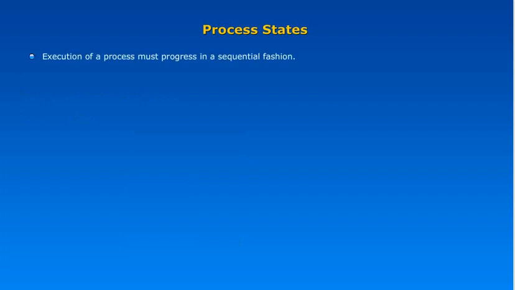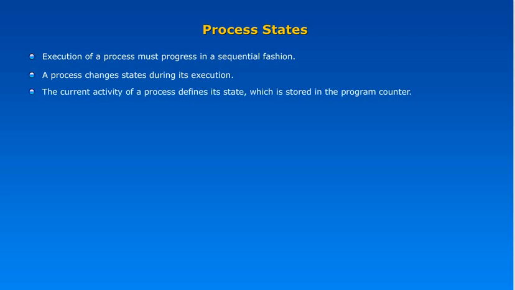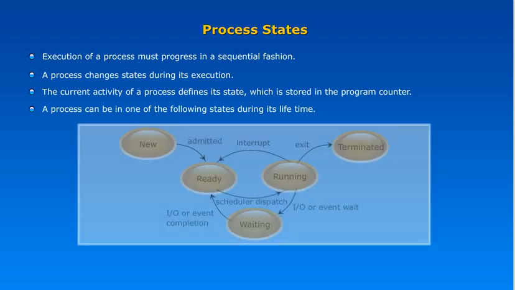Process states. Execution of a process must progress in a sequential fashion. A process changes states during its execution. The current activity of a process defines its state, which is stored in the program counter. A process can be in one of the following states during its lifetime.